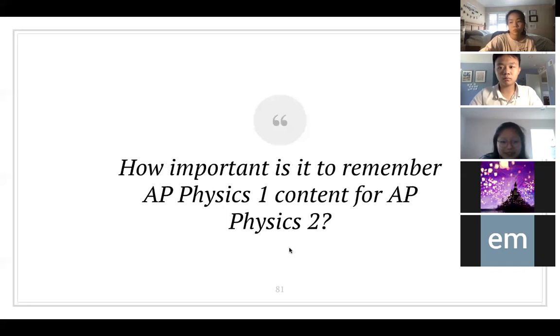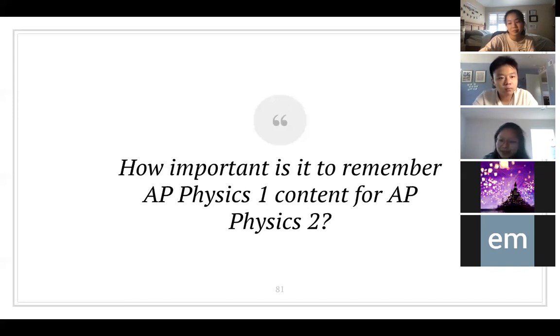How important is it to remember AP Physics 1 content for AP Physics 2? So as I said earlier, I took a year in between AP Physics 1 and AP Physics 2 where I just didn't study physics at all. So going into AP Physics 2, I did not remember anything whatsoever, and I did fine.